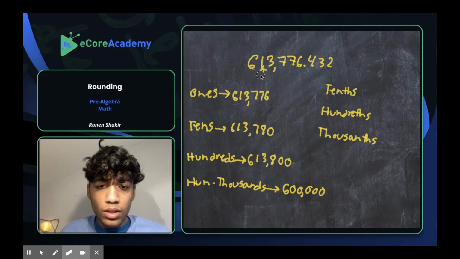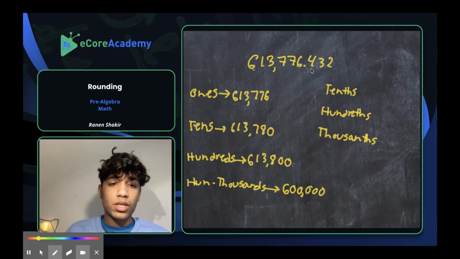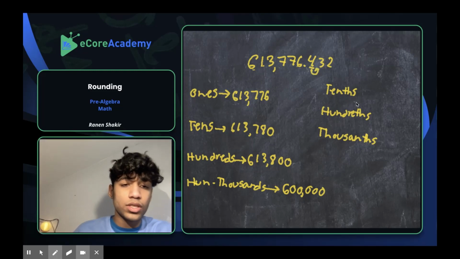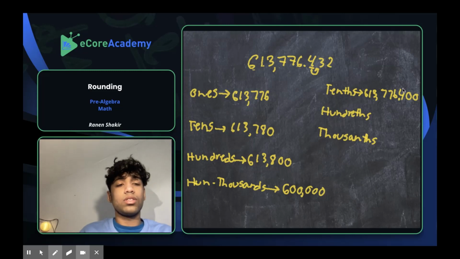So we look at the next question, asking for the tenths place. So let's look at the tenths place. It's a 4. You look over, it's a 3, which means we stay the same. So the number to the tenths place is 613,776.400. Now these zeros aren't necessary, but this should be your answer.